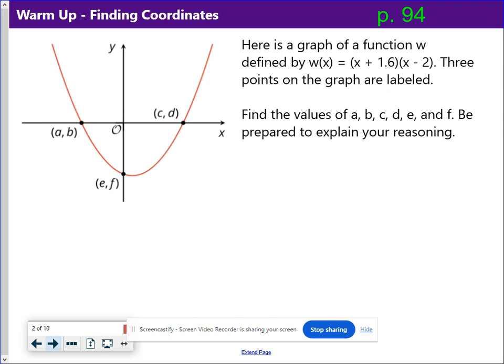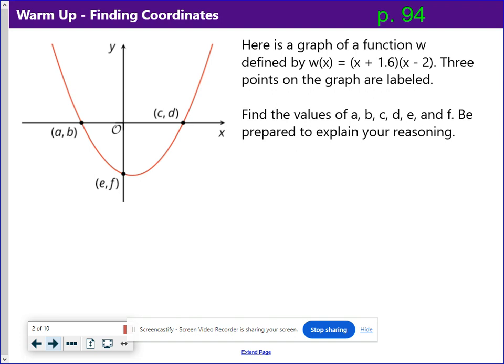For our warm-up today, we've got this parabola that's already been graphed, and it's got 3 points on it that are labeled, and it's in factored form over on the side there. We've got it written as w of x is equal to x plus 1.6 times x minus 2, and we want to be able to find all these different variables.